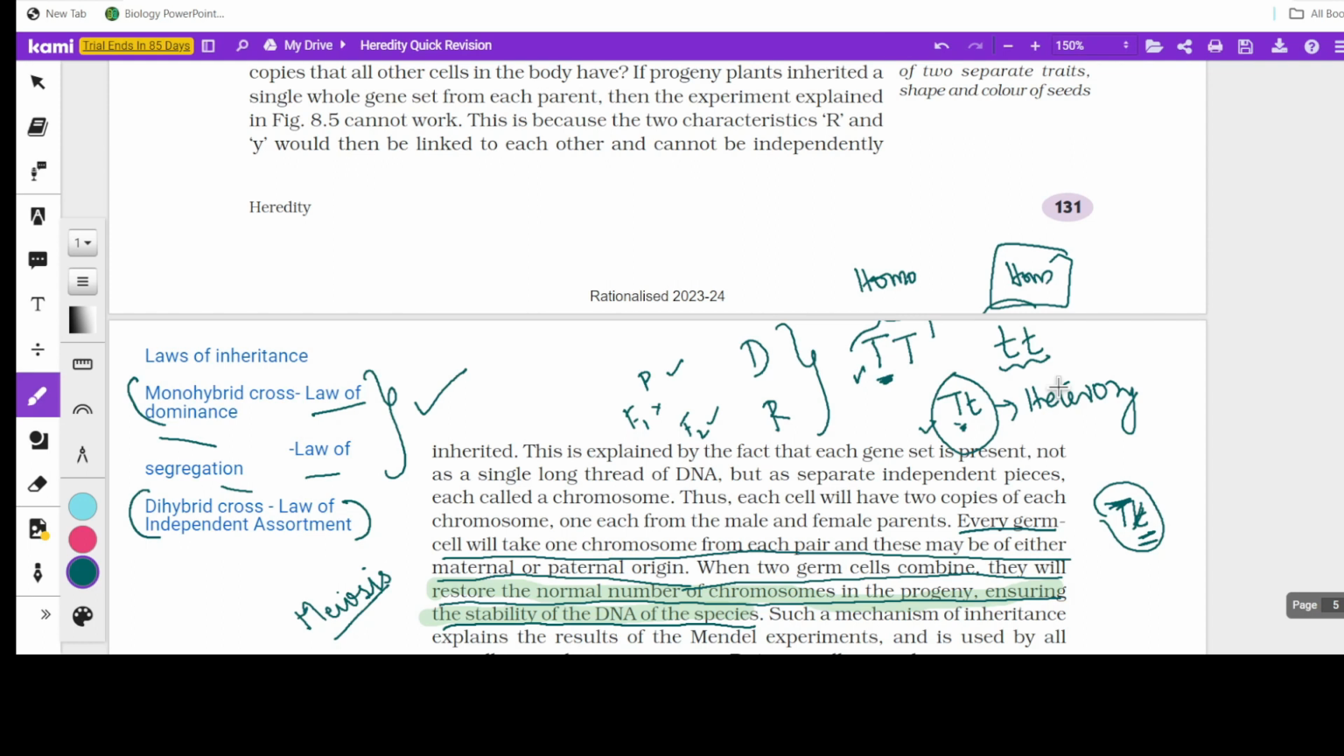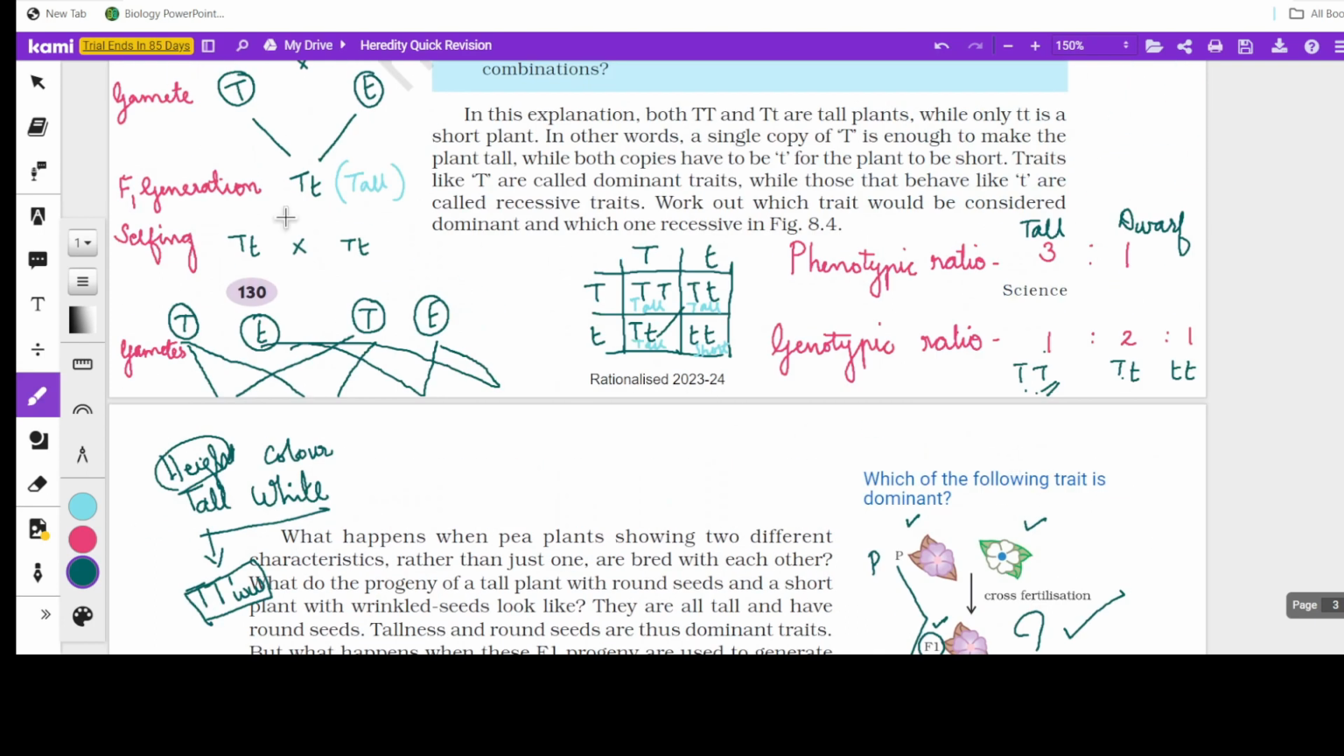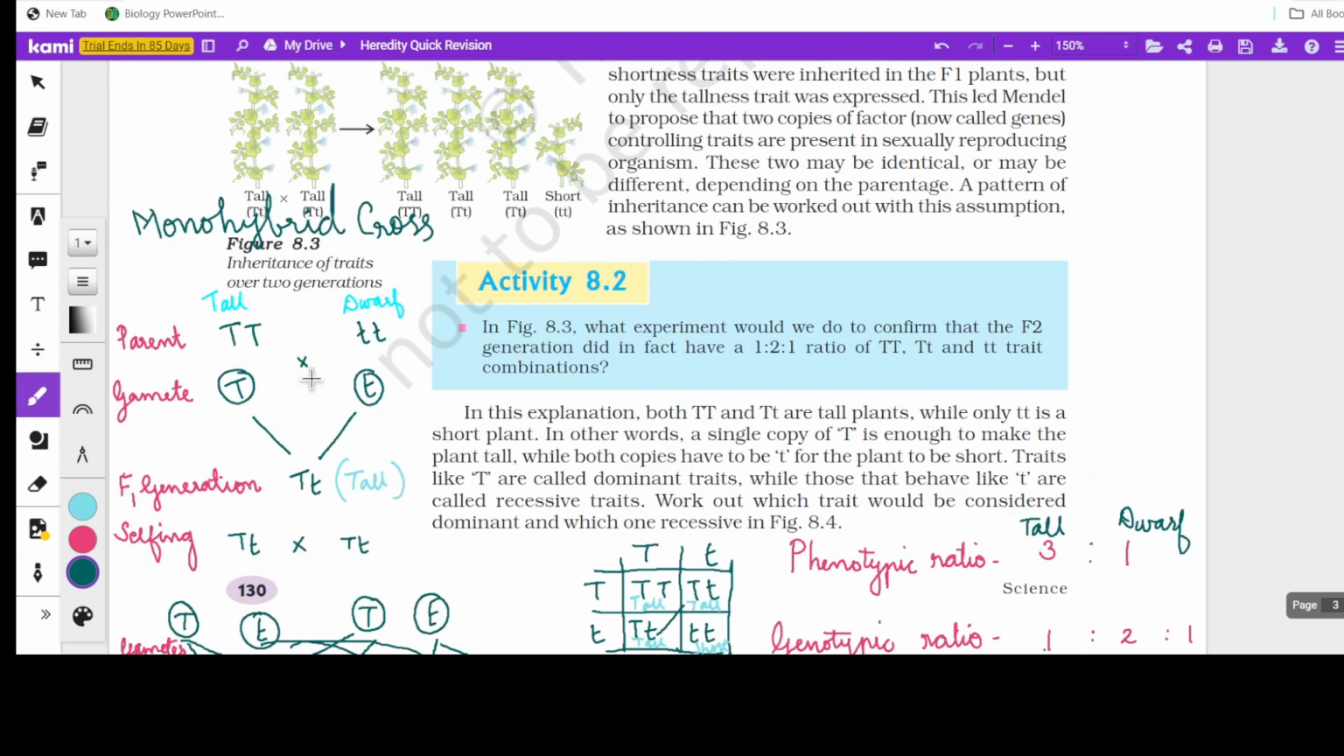Then law of segregation. Law of segregation says that the alleles segregate, come out during the gamete formation. You can see here two alphabets we write, capital T and capital T. But during gamete formation we pick only one here. And similarly here, two alphabets, we pick only one here.